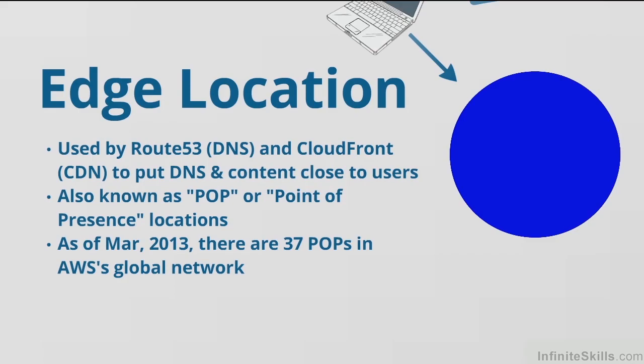Amazon also uses edge locations to push content out close to the users. Services such as Route 53, Amazon's DNS provider, and CloudFront, Amazon's content delivery network, or CDN, put DNS and content close to users. These are also known as point of presence, or POP, locations, and as of today, there are 37 POPs in AWS's global network.